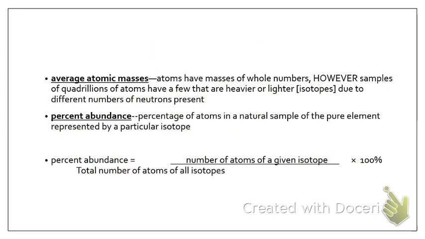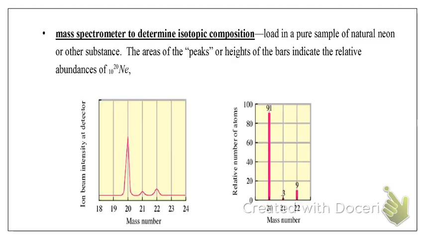Okay. The average atomic mass, of course, is the average of the masses of all the isotopes that are present. Percent abundance is how much of that percentage is a certain isotope. And, of course, percent abundance is part over whole: the number of atoms of a given isotope divided by the total number of atoms of the isotopes, times 100. So it's basically part over whole, right? Okay. To find the average atomic mass, we do that weighted average thing.